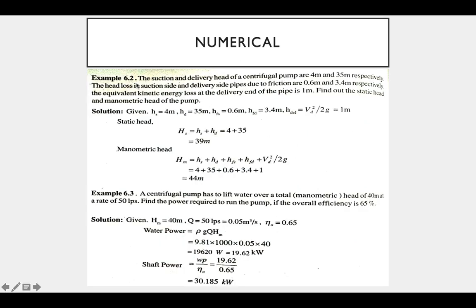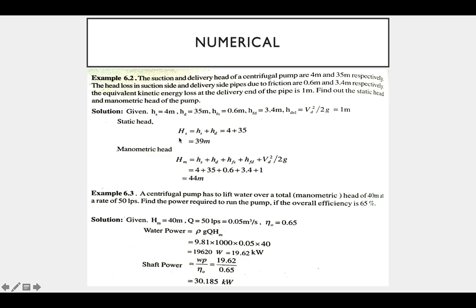Then another question: the suction and delivery heads of a centrifugal pump are 4 meter and 35 meter respectively. The head losses on the suction side and delivery side due to friction are 0.6 meter and 3.4 meter. So head loss due to friction, and suction and delivery head are available, and you can find out the manometric head. The equivalent kinetic energy loss at the delivery end of the pipe is 1 meter, that is V square by 2G, which is also given. Find out the static head and manometric head of the pump.